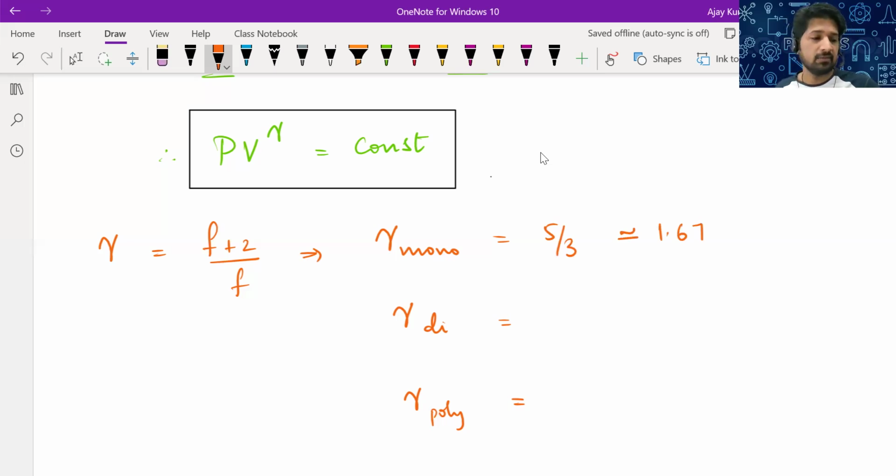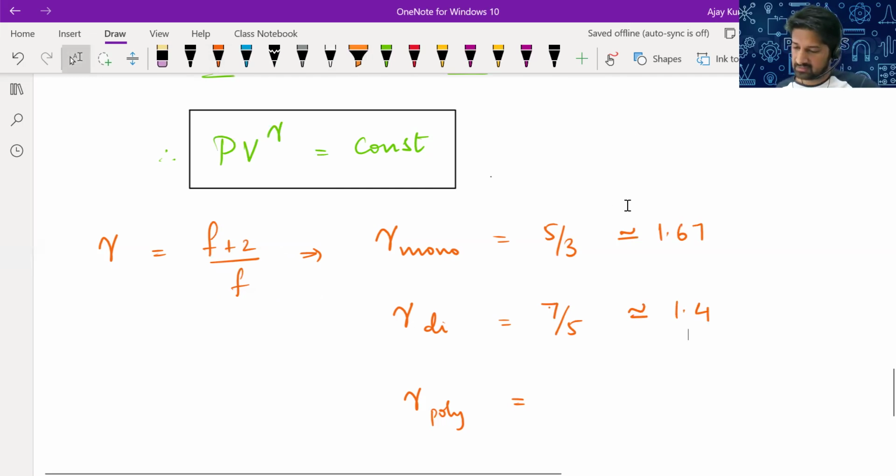Next, how many degrees of freedom does a diatomic gas or a molecule have? We assume molecules to be rigid. Okay. So no vibrational degrees of freedom will be considered. In that case, there will be 5 degrees of freedom for a diatomic gas. 3 translational, 2 rotational. It can store rotational kinetic energy as well. So if there are 5 degrees of freedom, then 5 plus 2, 7 divided by 5 will become the gamma of a diatomic gas. 7 by 5 is 1.4.